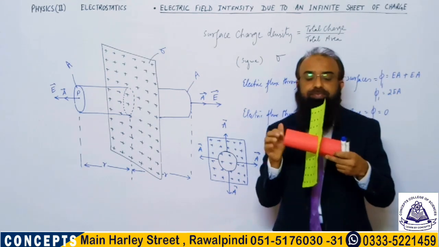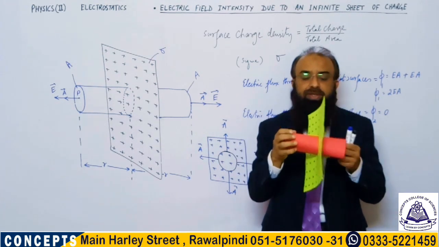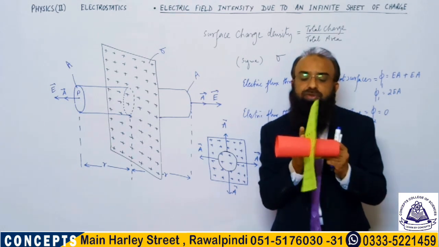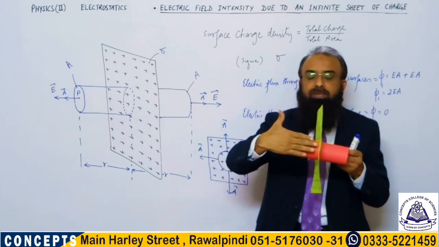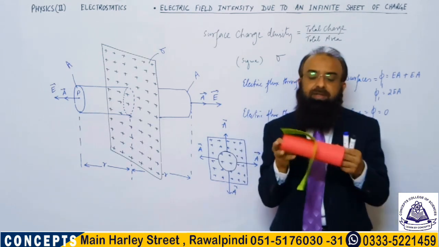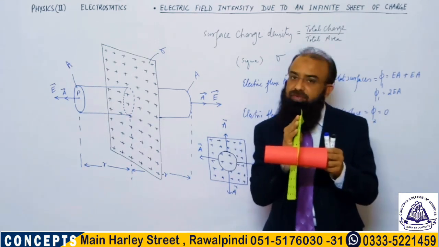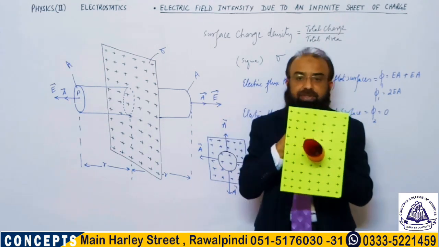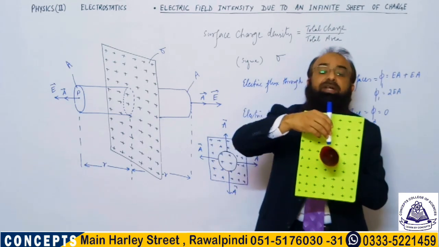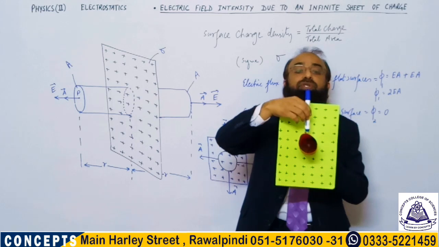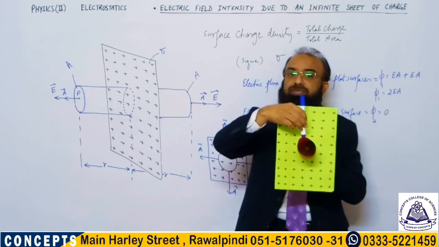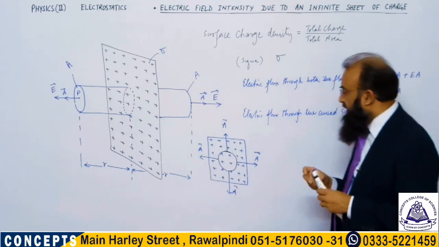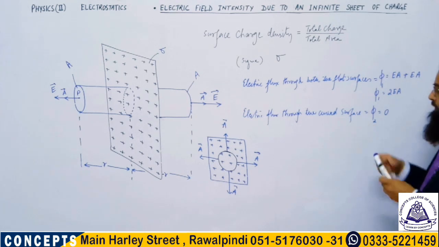Now this was the sheet and a cylinder was passing through this, in such a way that the two sides of the cylinder from the sheet are equal. Now this is the curved surface. If you look at this curved surface, if this is the area vector and electric field lines are coming towards you, then the angle between area vector and electric field becomes 90 degrees. So the curved surface does not contribute to the electric flux, so it is equal to 0.